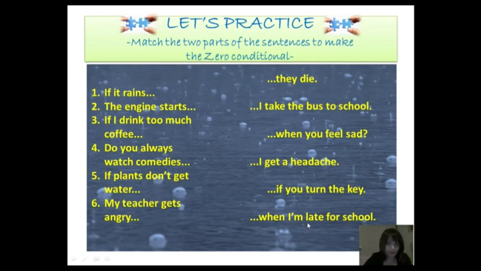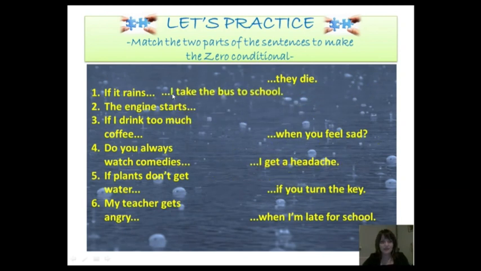So, are you ready to start and do the first sentence? If it rains, what do you think? What is the correct ending for the sentence number 1? What do you think? Is it, if it rains, they die? Of course not. If it rains, oh, very good. I take the bus to school.